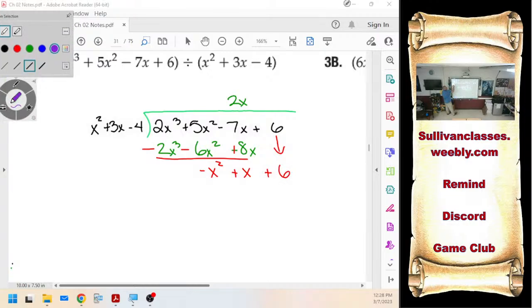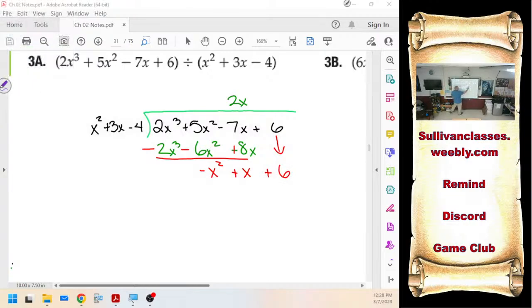Go one more time. Negative x squared divided by x squared is negative one. Negative x squared minus 3x plus 4. Change your signs and it's still not quite enough. I'm going to end up with a remainder: 4x plus 2.